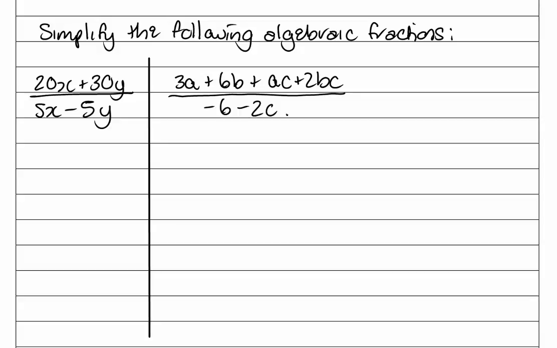This video goes through simplifying algebraic fractions. So in both of these examples we're going to have to factorise, so I'm going to cover that at the same time. So first one, 20x plus 30y, we have to think what goes into both 20x and 30y, and that's 10. So it's always good for these kind of things to know your times tables. If you don't, you're going to struggle.